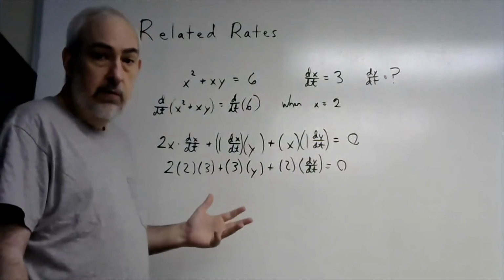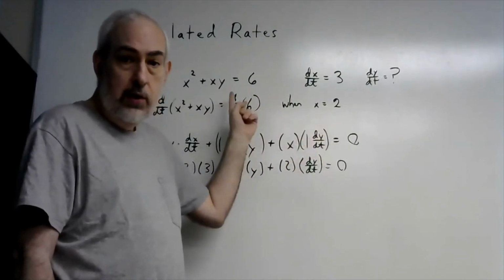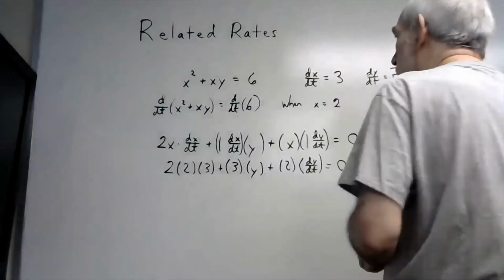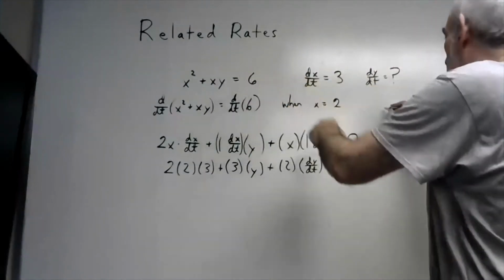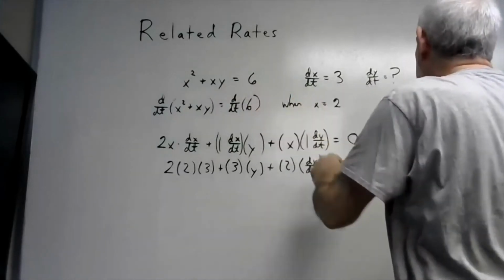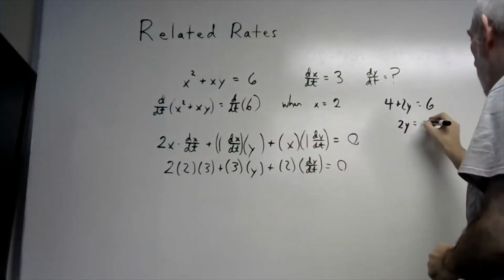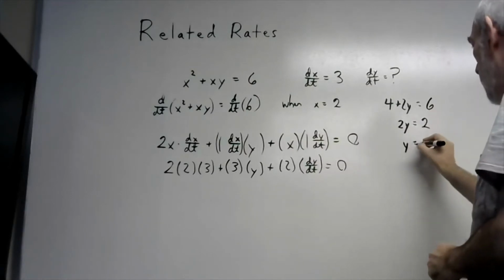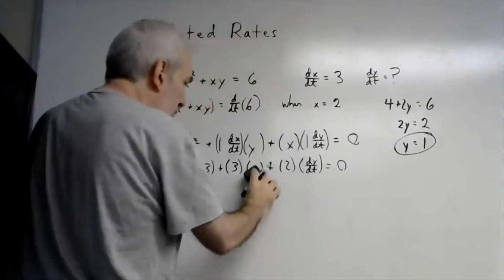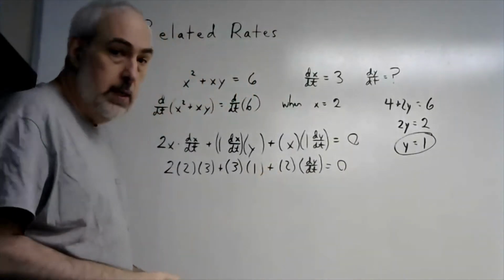So to get the value of y, just take your value of x, that x is 2, plug it into the original equation and solve for the other variable, in this case y. So over here to the side, plugging 2 into that equation would give you 2 squared, which is 4, plus 2y equals 6. Therefore, 2y equals 2. So y equals 1. Great. Now we know that y is 1, and now we can solve for dy/dt.